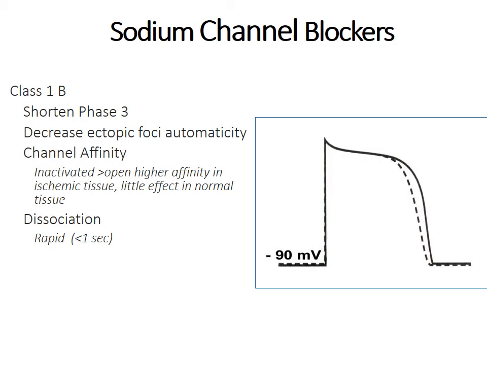Moving on, then you have your 1B antiarrhythmics. These are going to work to shorten the phase 3 of the action potential, and they will help to decrease ectopic foci automaticity. So this is going to be beneficial for patients who have areas of ischemic tissue, because while they target the inactivated sodium channels, they actually have a higher affinity in ischemic tissue and don't really affect normal tissue so much. They're also going to have pretty rapid dissociation from the channel here, as opposed to what we saw with the 1A antiarrhythmics.